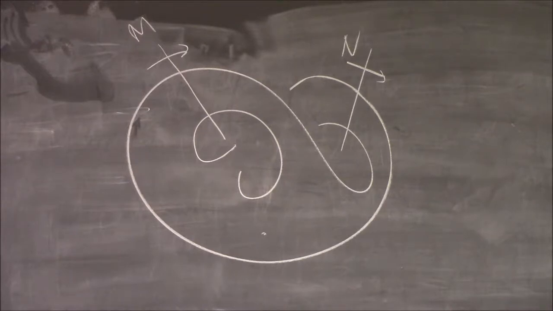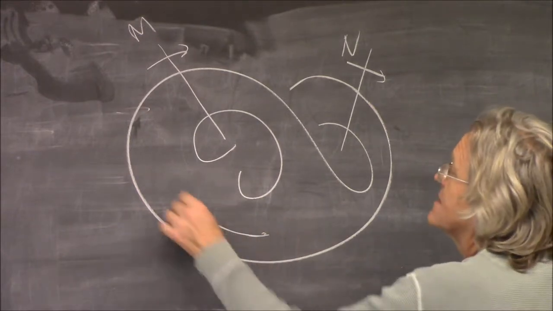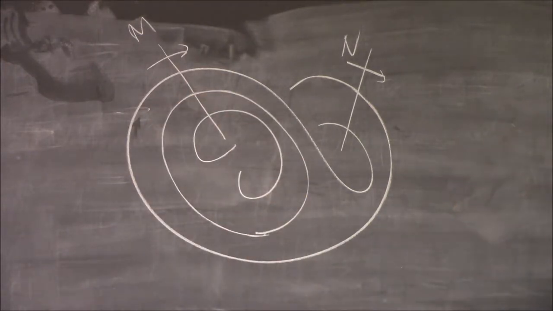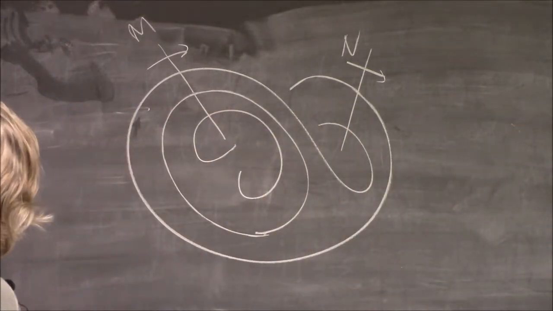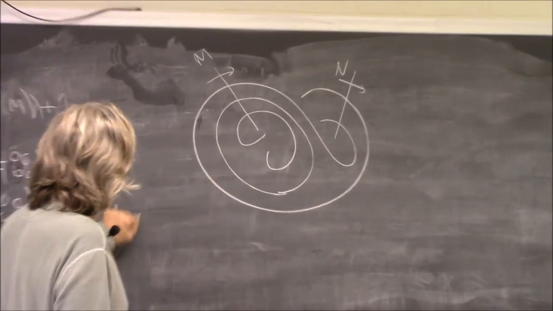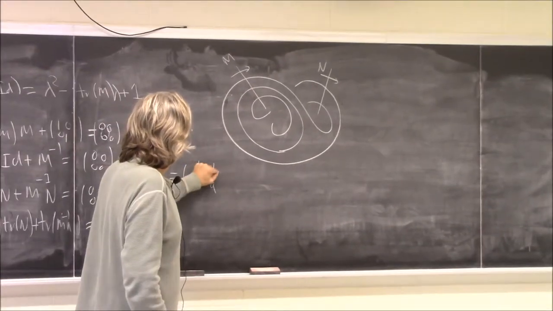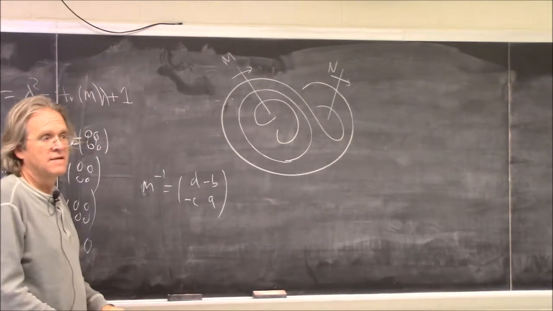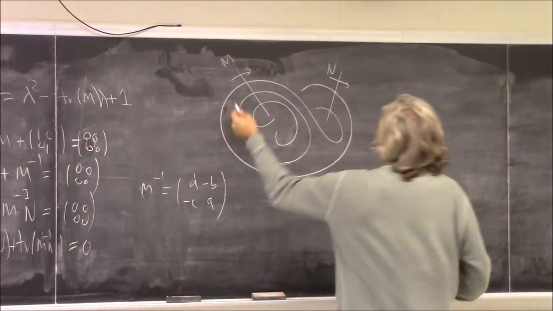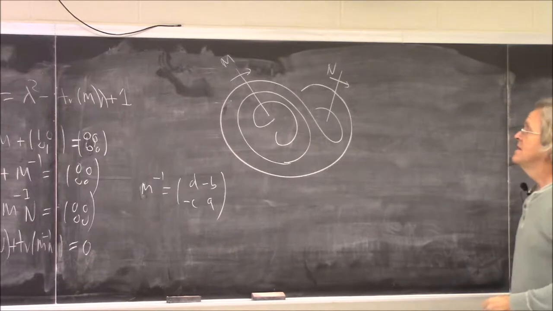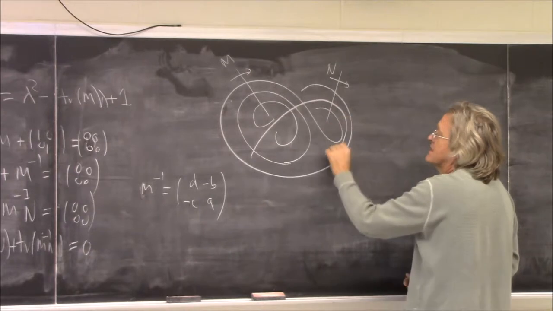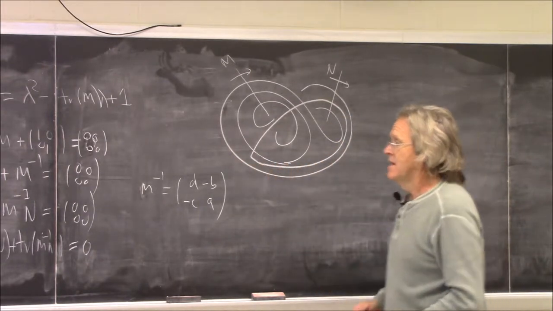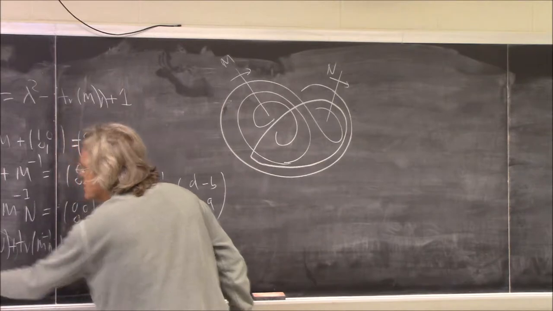So now let me draw a picture of traces. So if I take this loop, it doesn't make any difference which way I'm writing the loop, because remember the inverse of M is like this, and so the inverse and the original have the same trace. So I don't even have to put an orientation on it. And that's a picture of the trace of M. And then this is a picture of the trace of N, which is this term in the identity.